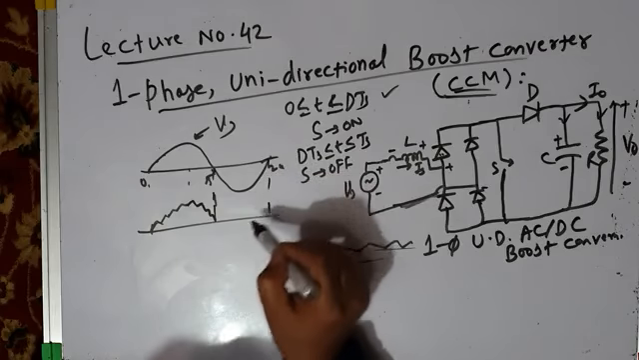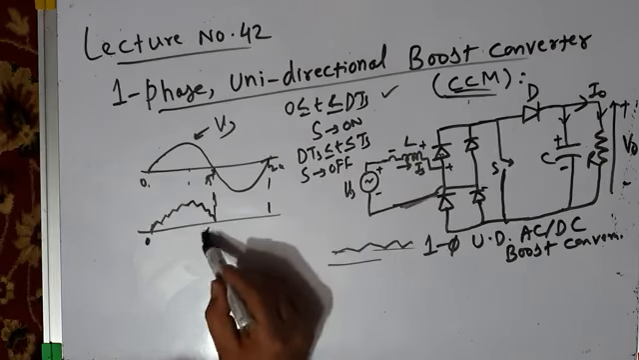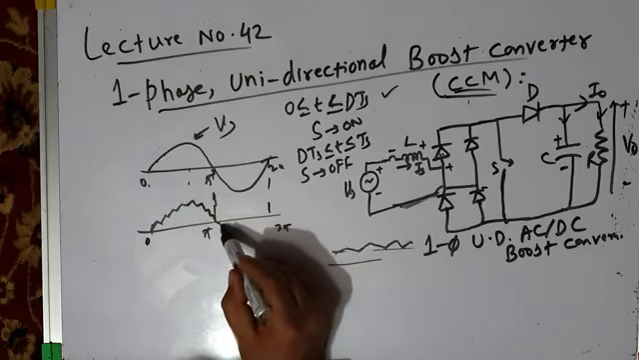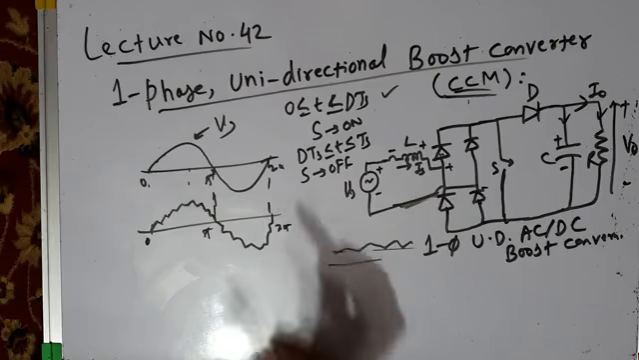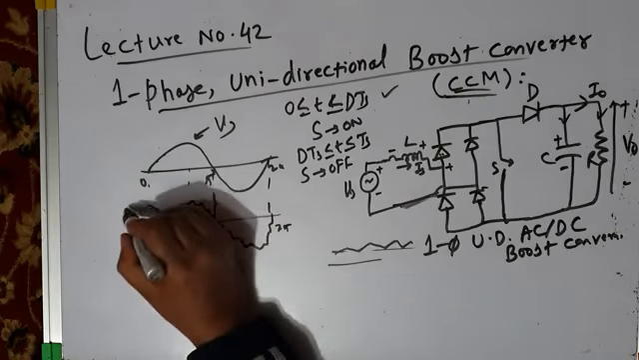The same thing will happen during the negative half cycle. This is 0, pi, 2 pi. In the negative half cycle also, the current will sinusoidally increase and sinusoidally decrease. So this is the source current, IS.